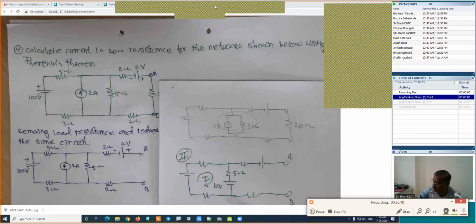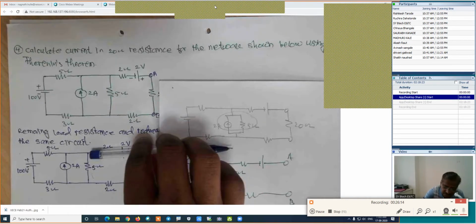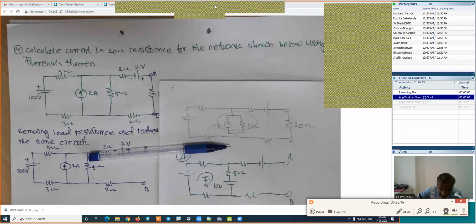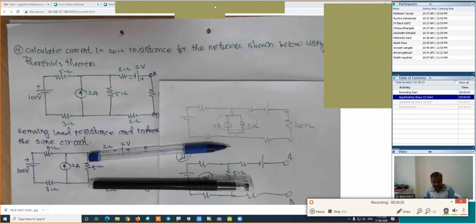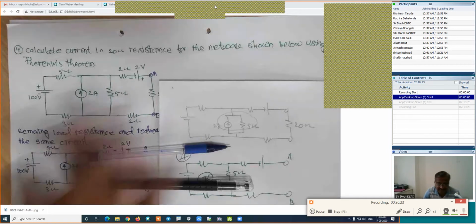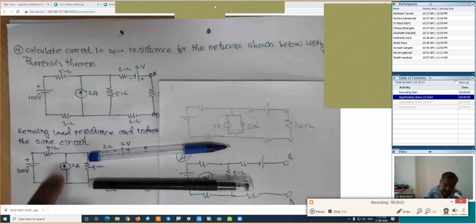At that time, we have to assume that these open branches, whatever these branches are, are not existing in the circuit. Assume that these branches are not there. Is it right? Now we have the simple figure. How is the figure? This is one branch, second branch, and third branch. How many nodes do we have? We have 2 nodes.